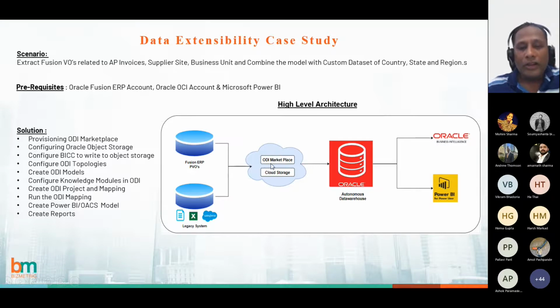It has been configured using ODI Marketplace and the cloud storage of Oracle OCI. And we have used the BICC connector, which is the Business Intelligence Cloud Connector, which helps us to extract the data from the Fusion ERP. After that, the data has been loaded into the Oracle Autonomous Data Warehouse. And on top of that, we have created the reports on OACS, which is your Oracle reporting layer, and Power BI, which is your Microsoft reporting layer.